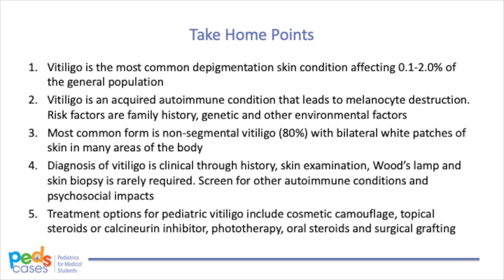Number 4. The diagnosis of vitiligo can be made clinically with thorough history, skin exam, and Wood's lamp, and a skin biopsy is rarely required. It is important to screen for other autoimmune conditions and psychosocial impacts. Number 5. Treatment options for pediatric vitiligo include cosmetic camouflage, topical steroids or calcineurin inhibitors, phototherapy, oral steroids, and rarely surgical grafting. This concludes our discussion.